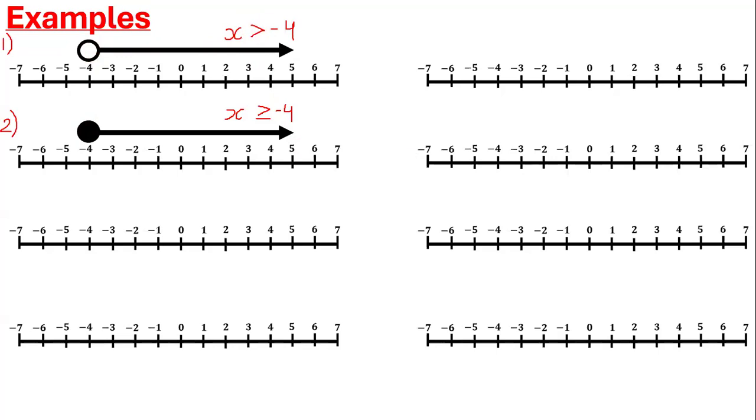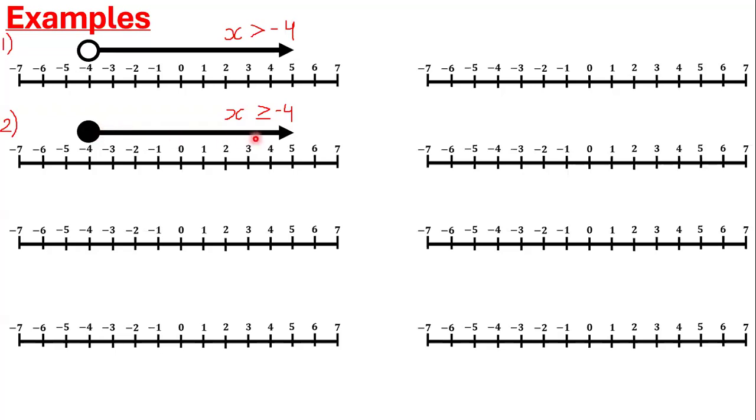Repeat it again. So we include -4 in our solution set. So what does that mean? Starting from -4 all the way up to positive infinity: -3, -2, -1, 0, 1, 2, 3.